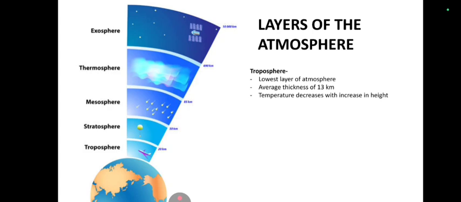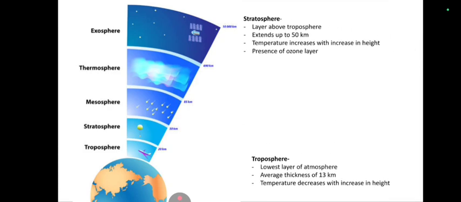The layer above troposphere is called as stratosphere. It extends from 6 to 20 kilometers above the Earth's surface to around 50 kilometers. In this layer, the temperature increases with height. This is because of the presence of ozone layer. Ozone layer absorbs large amount of UV rays in the process, releasing a lot of heat.